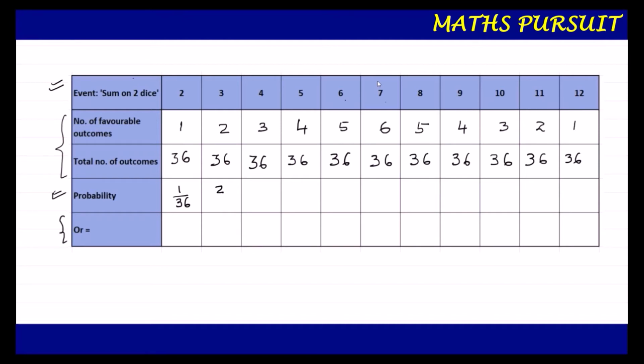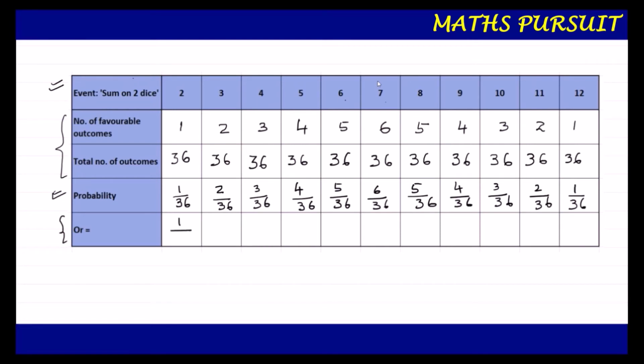Here I can write 2 upon 36. Here I can write 3 upon 36. Number of favorable outcomes upon total outcomes. Here I can write 4 upon 36, 5 upon 36, 6 upon 36, 5 upon 36, here 4 upon 36, and here 3 upon 36, and here 2 upon 36, and here 1 upon 36. Now you could see that we got different combinations of number of favorable outcomes upon total number of outcomes. These numbers can further be simplified.